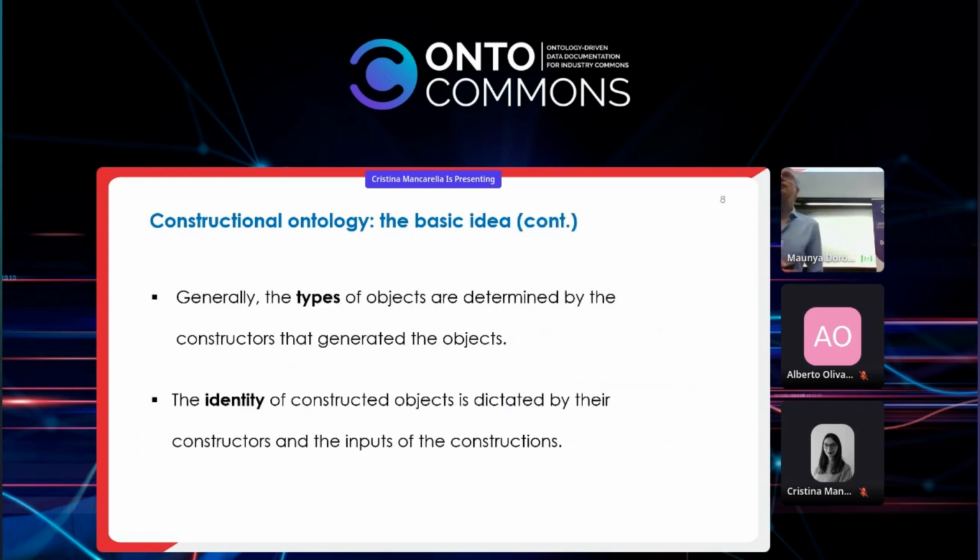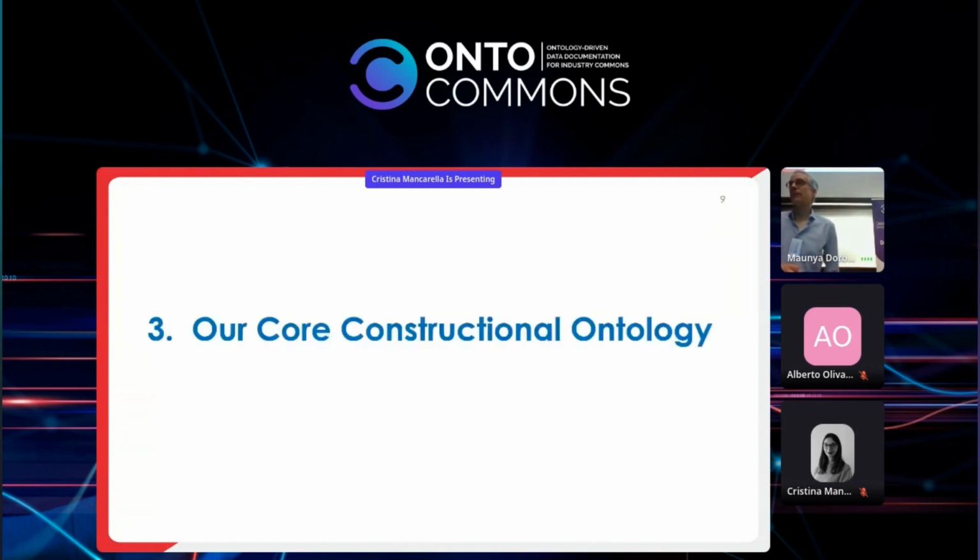And continuing then with the constructional approach in general, the types of objects you get will be determined by the kinds of constructors that you use. So you have, say, a set constructor, which will produce objects of the type set, and so on for other kinds of constructors. And the identity of the constructed objects will be dictated by the constructors and whatever you apply the constructors to, so what you feed into the constructors. So that's constructional approaches in general.